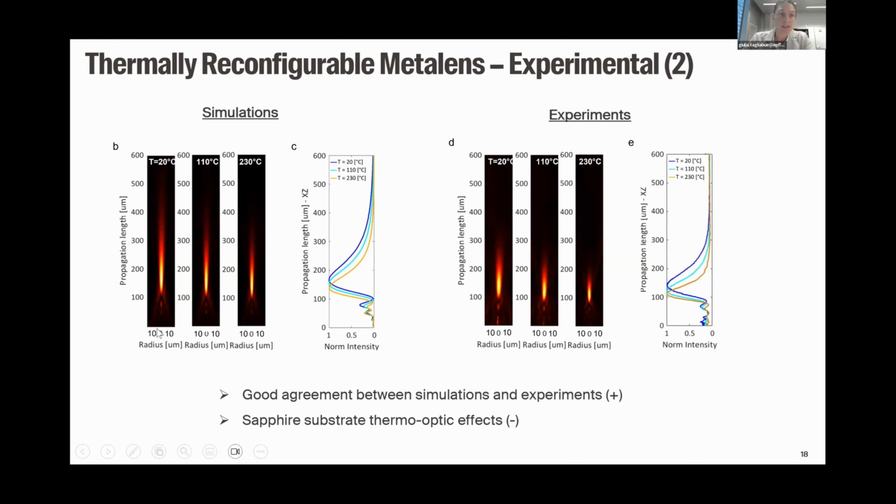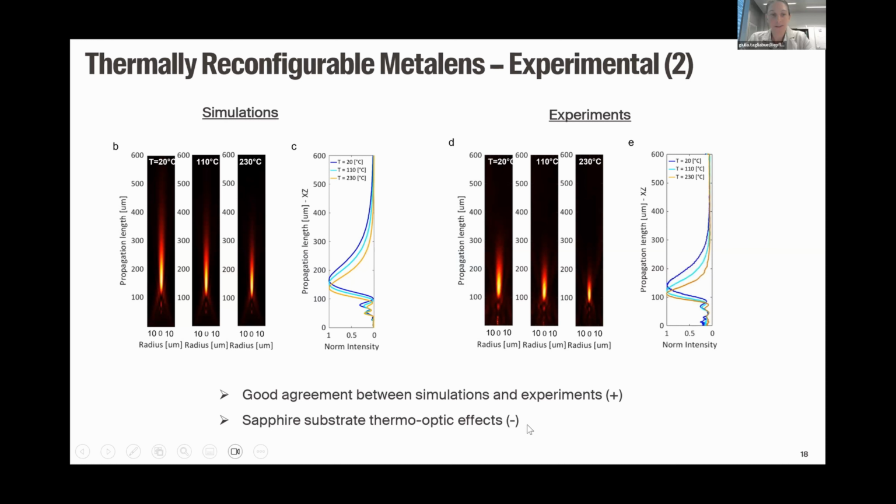These are the simulations for the point spread function along the propagation length from 20 degrees to 230. And this is the cut along the center. And these are the experimentally measured profiles. And we can see a reasonable agreement. There were also some disagreements.